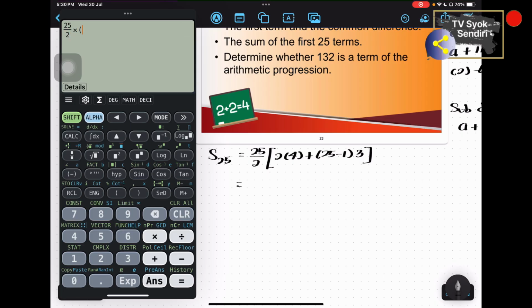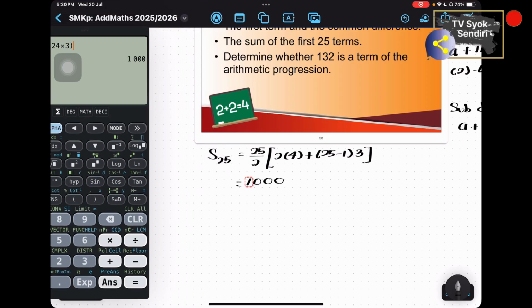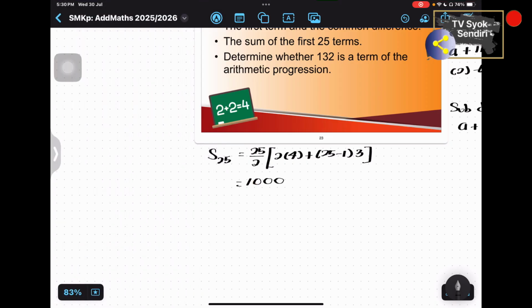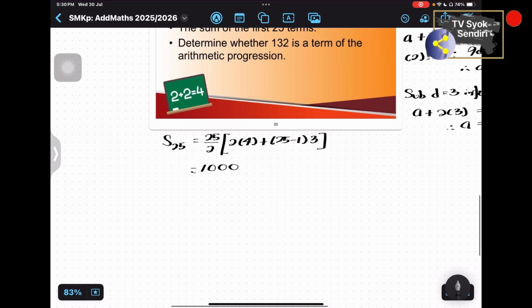25 divided by 2, multiply, and then 2 times 4, 8, plus 24 times 3. Yeah, so we're going to get 1000. Okay, so now that's all for your part B. So next one, determine whether 132 is a term of the arithmetic progression or not.